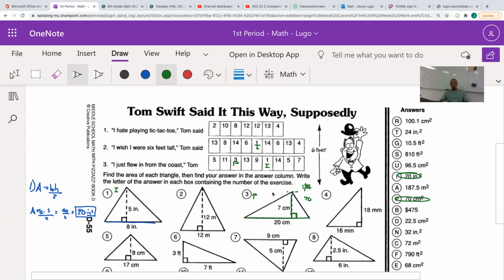So that's pretty much it, ladies and gentlemen. I hope that this was easy to follow. It's pretty simple. There's nothing really crazy about today's lesson.